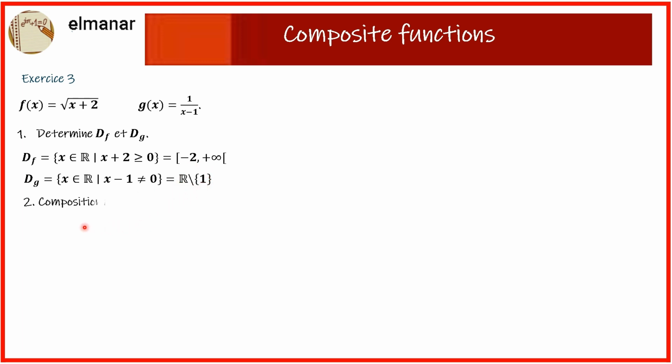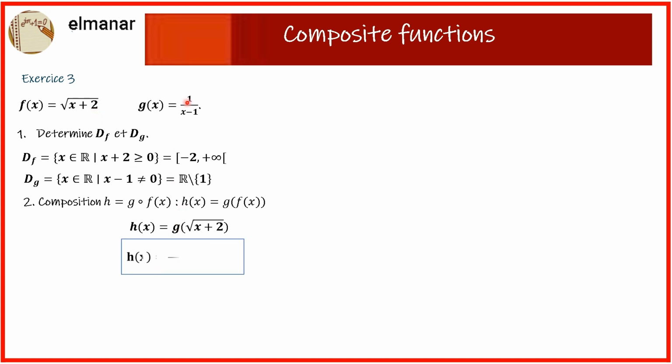Composition. The function h is equal to g composed with f of x, which means h(x) is equal to g(f(x)). So, h(x) is equal to g of √(x + 2). Therefore, h(x) is equal to 1 divided by (√(x + 2) − 1).